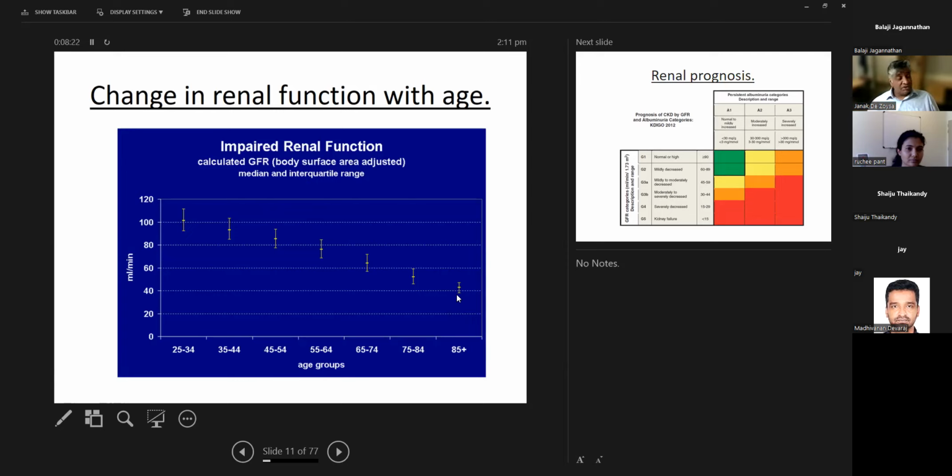So in general, we wouldn't see people who have minor degrees of renal impairment who are elderly. But if you're 20 and you've got a GFR of 40 mils per minute, we would be very likely to see you, and we'd be seeing you pretty quickly.